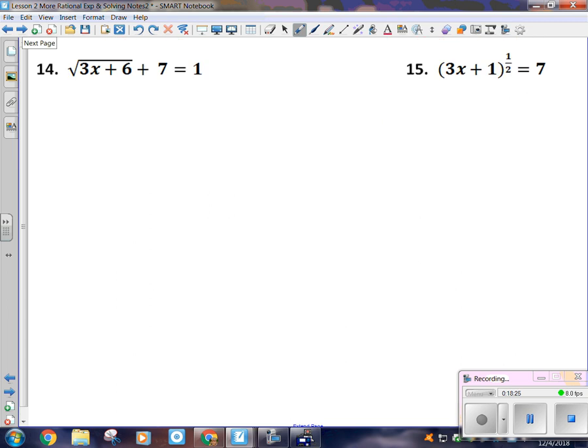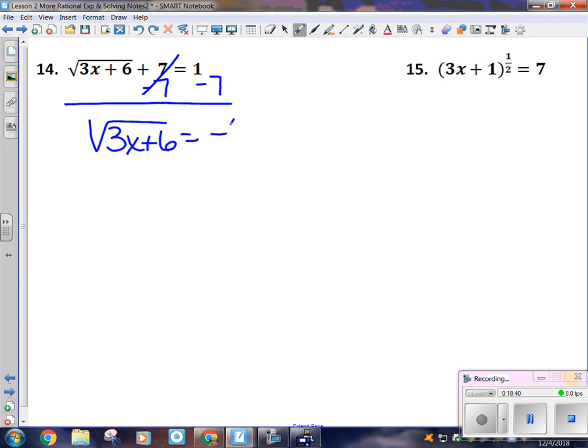Number 14. What would I do first in 14? We have to subtract the 7. Subtract the 7. Square root of 3x plus 6 is equal to negative 6. No solution.